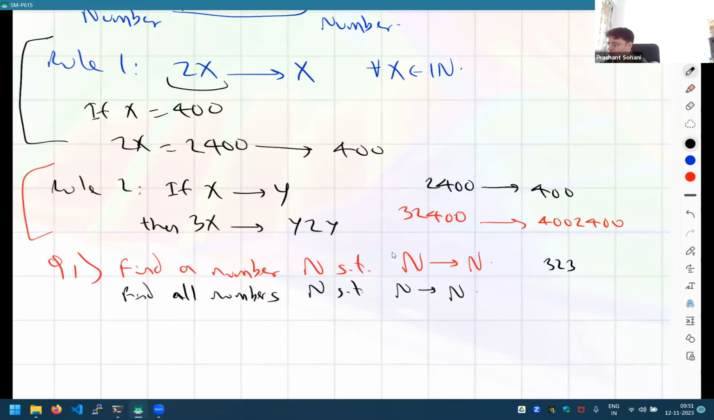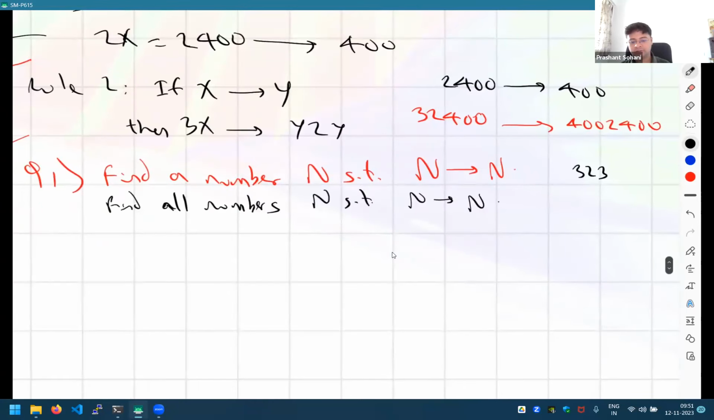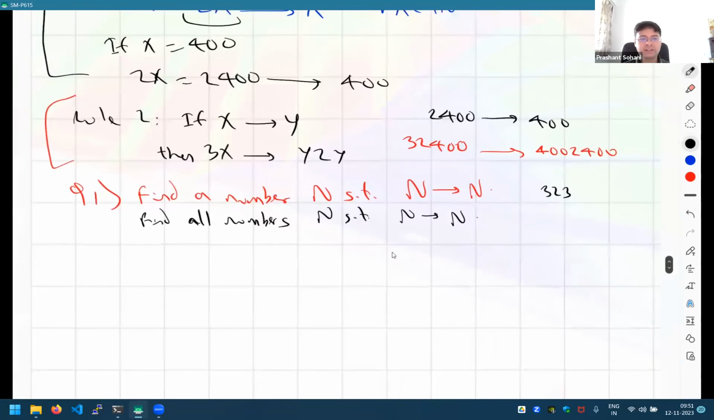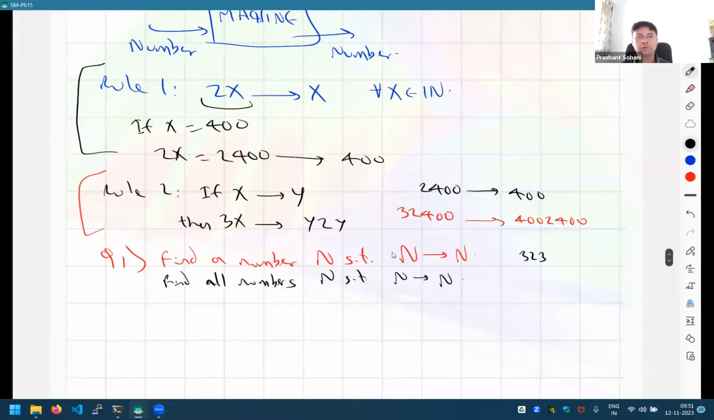Okay. So actually, I don't know the full solution of this one, but just thinking about it, how you approach this problem? Like you have to find every possible number which has this property. So first thing you have to realize is that the very last rule that will apply cannot be rule one, right? Because rule one will always reduce the length of your input string. So therefore, the last rule to be applied has to be rule two.